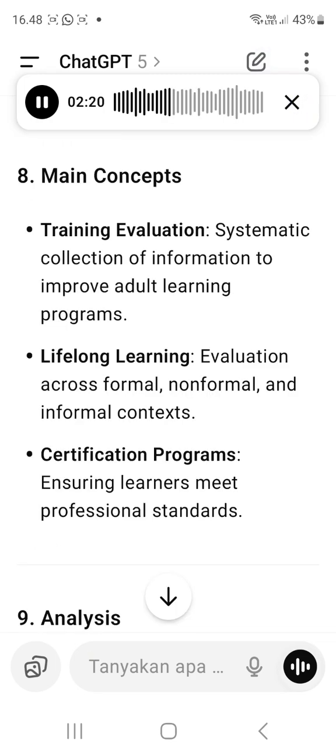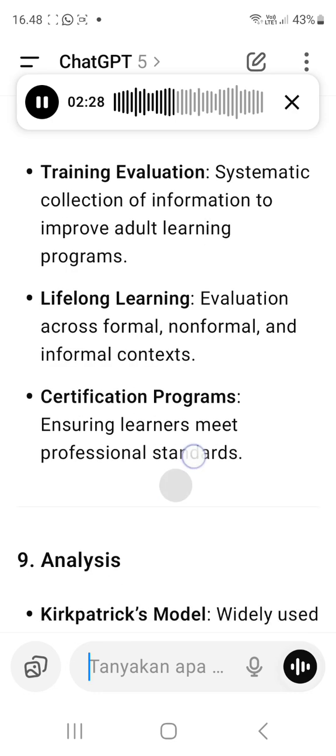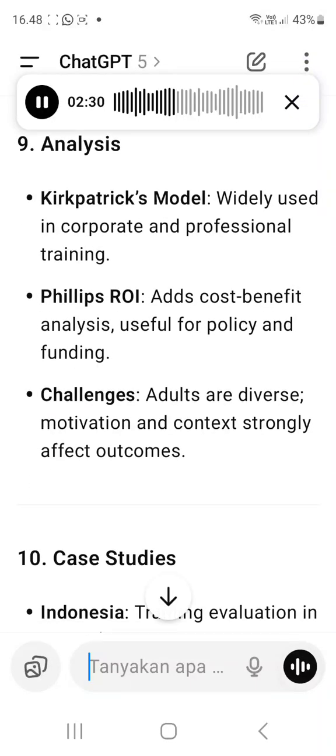Chapter 7, Lifelong learning: evaluation across formal, non-formal, and informal contexts. Certification programs, ensuring learners meet professional standards. 9. Analysis. Kirkpatrick's model is widely used in corporate and professional training. Phillips ROI adds cost-benefit analysis, useful for policy and funding.